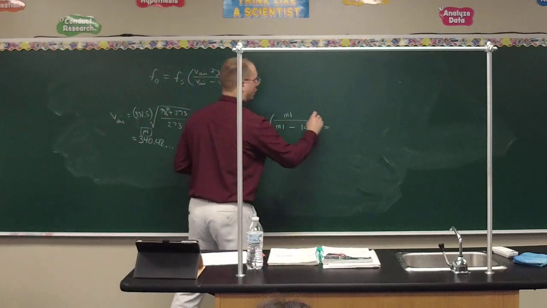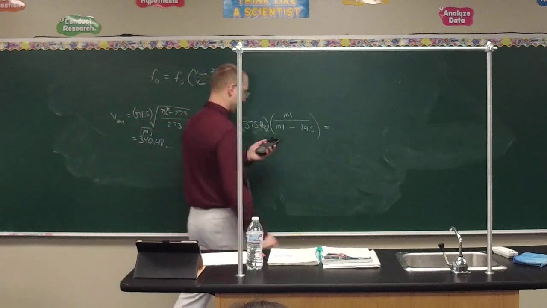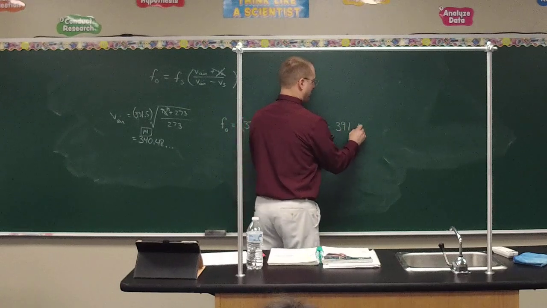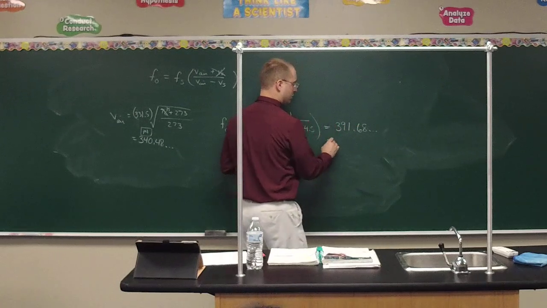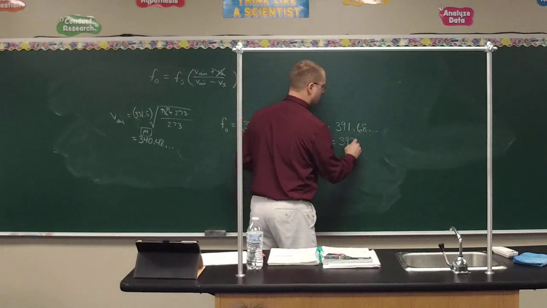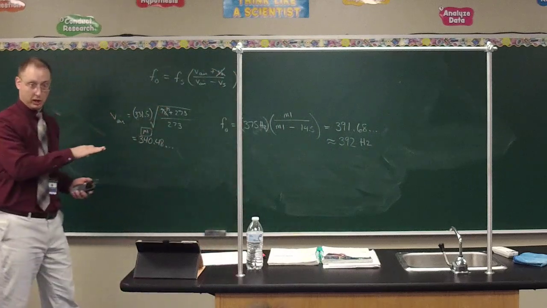What frequency is heard by the observer who is just standing there, class? 392. At 391.68, blah, blah, blah. It is 3 sig figs, I believe. Yes. So we'll say 392 hertz is what is heard. Did we get that for the first part?